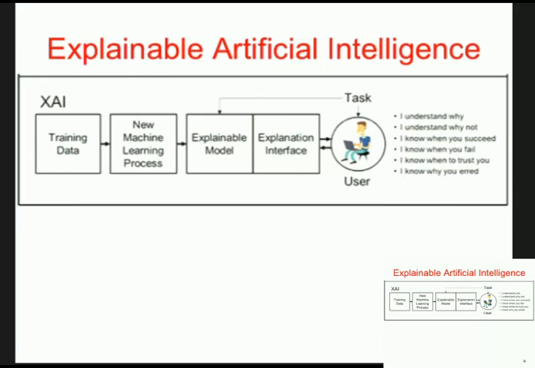Maybe there is more to be done on that, which gives us an explainable model. So it is not simply providing the classification, but providing intermediate information. But we may now also want an explanation interface, to be able to answer the kind of questions the user may have, after which the user, with a smile on his face, previously he was scratching his head, says, I understand why, I know when you succeed, I know when you fail, I know when to trust you, and I know why you erred. So this is the range of things that could be happening.